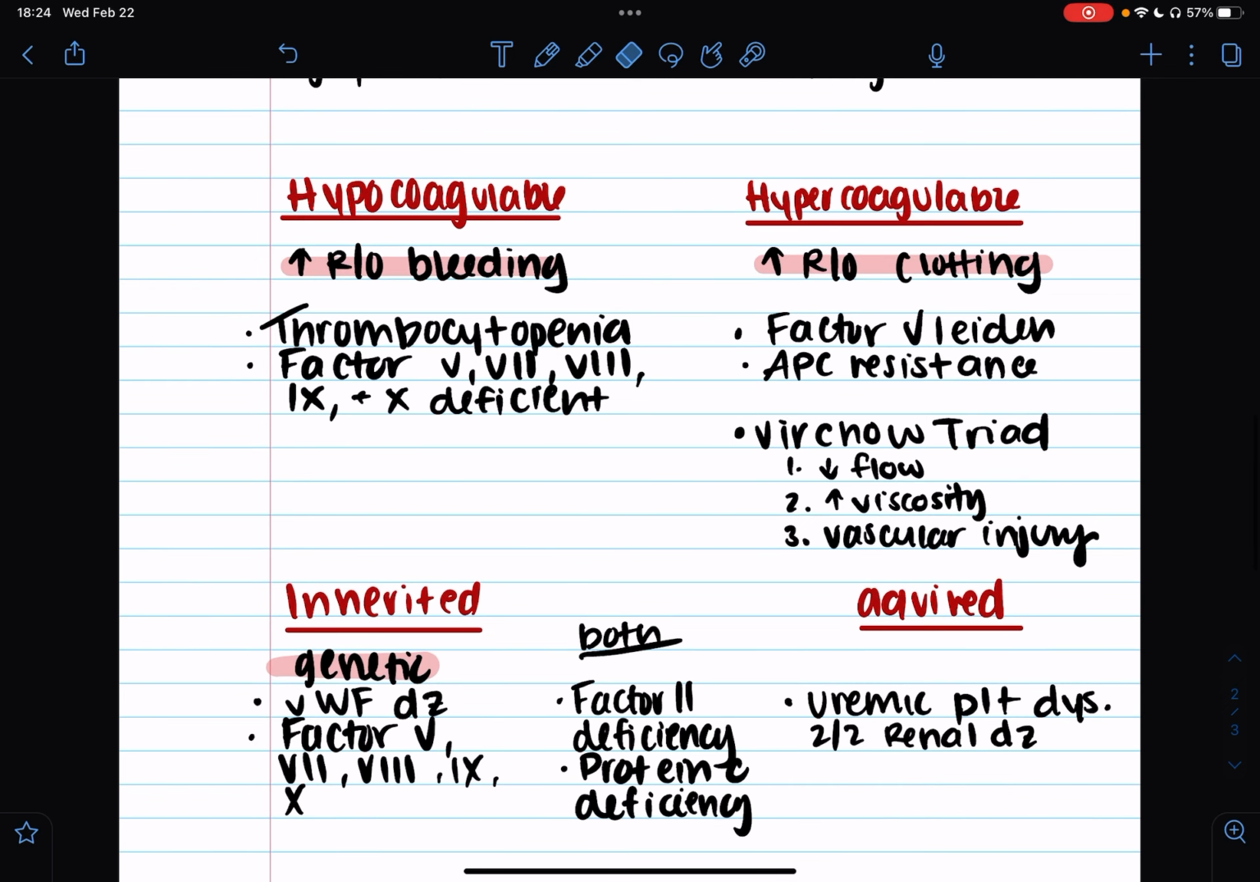There is a triad, the Virchow triad, and so there's three things we're going to be looking for, which are decreased flow, increased viscosity of the blood, and vascular injury. Having these three things is going to put a patient at higher risk for hypercoagulation.